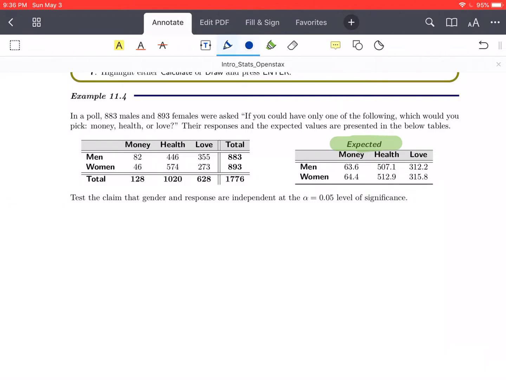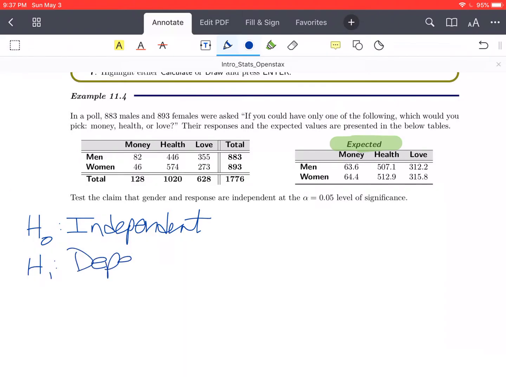Our null hypothesis is always going to be that they are independent, that there's no relation between the two. And then the alternative is that there is some relation. They are dependent.